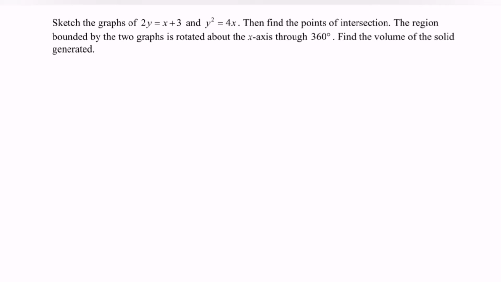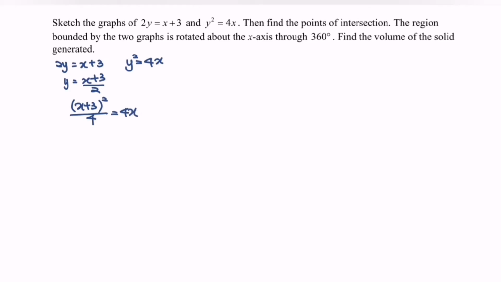So first task, we are going to find the points of intersection between the two graphs. So here we have 2y equals x plus 3, y squared equals 4x. So we have a straight line and a parabolic equation. So kindly express the equation y equals x plus 3 over 2. Then substitute the equation into the parabolic equation. So we will have (x plus 3) squared over 4 equals 4x.